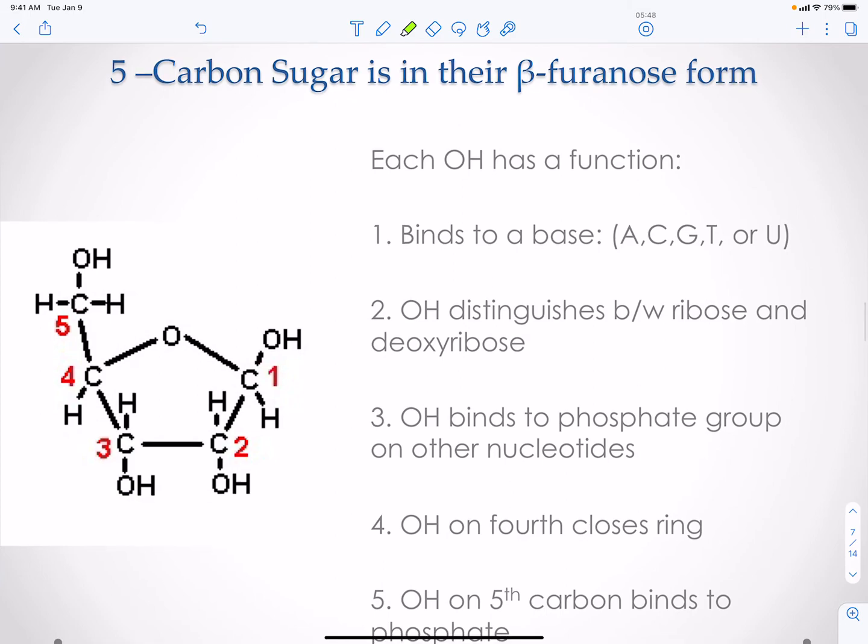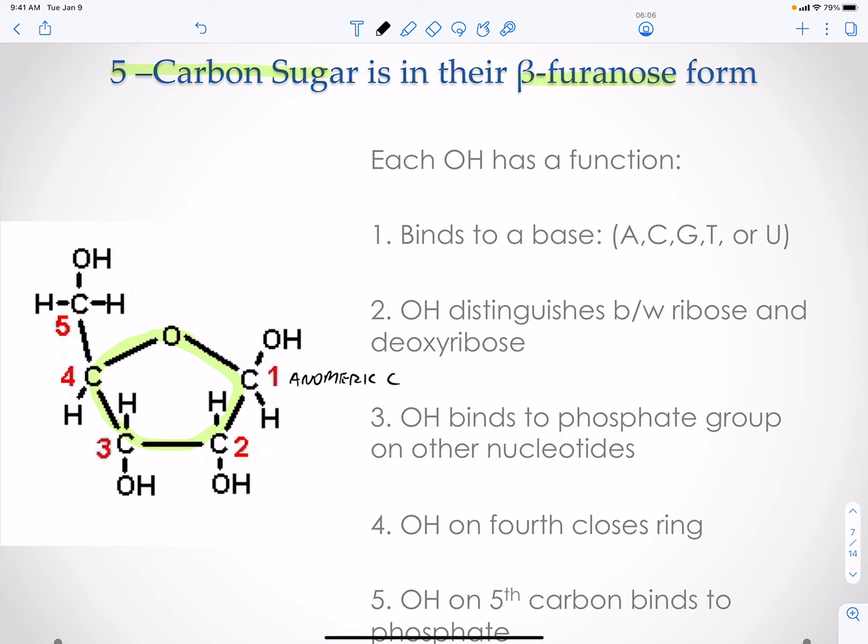Now, the ribose or the deoxyribose is a 5-carbon sugar, and it's in the beta-furanose form. It's in a circle form, cyclic form. And we are, of course, going to have our anomeric carbon.